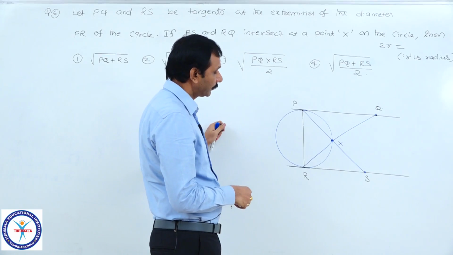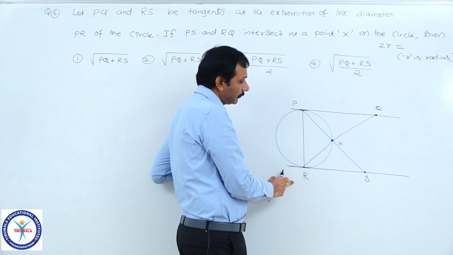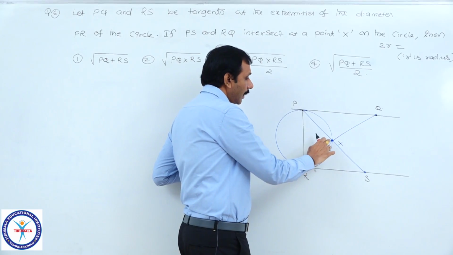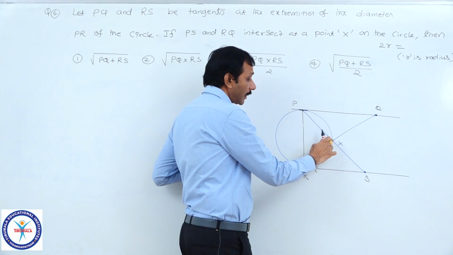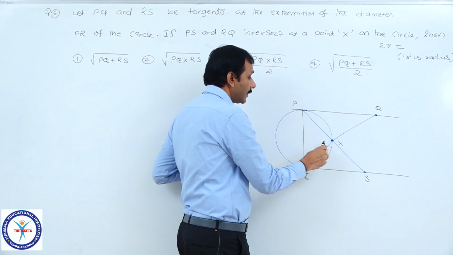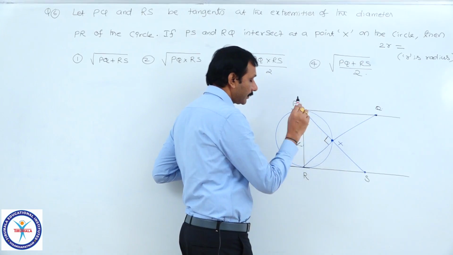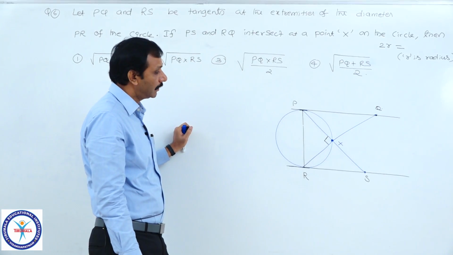Because PR is the diameter and X is a point on the circumference of the circle, this is the angle in a semicircle. It is 90 degrees.